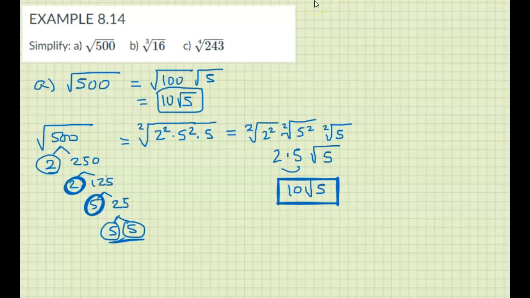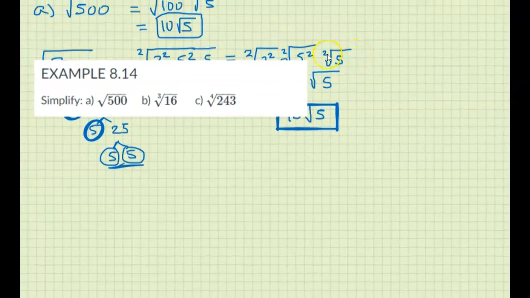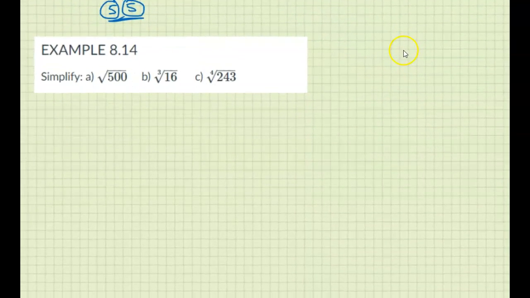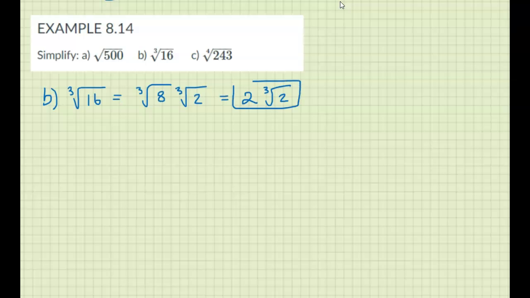Okay, let's look at part B. Alright, so cube root of 16. Okay? The quick way, I know that 8 is a perfect cube, so I can write this as cube root of 8 times cube root of 2. Cube root of 8 is 2, and then this 2 stays inside of the cube root. Okay? If you get comfortable with this, then it's nice. It makes it a lot quicker.